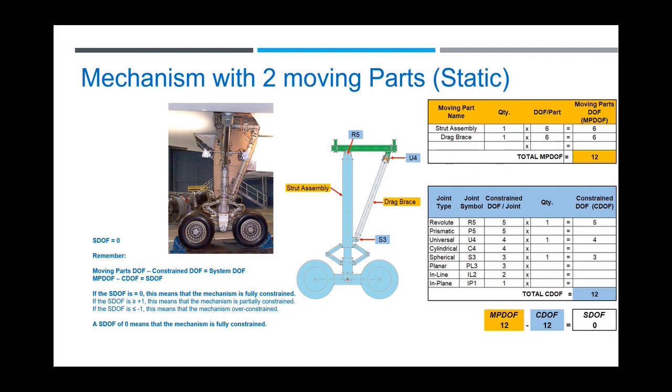So with the math, there's actually two moving parts. There's a strut here and there's a drag brace, right? So take a look at the math. That's two moving parts, so 6 plus 6 is 12. The joints on it are a revolute joint, which is value 5, a universal joint, which is value 4, and a spherical joint, which is value 3. So 12 subtract 12 is 0. 0 doesn't mean it's bad, but that means it's fully constrained, and that's what you want, right?